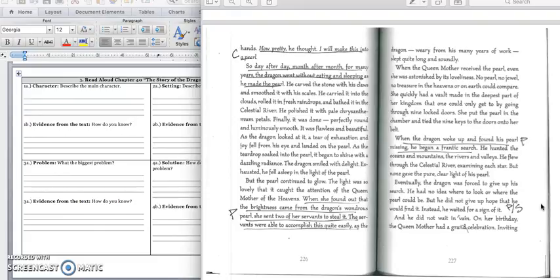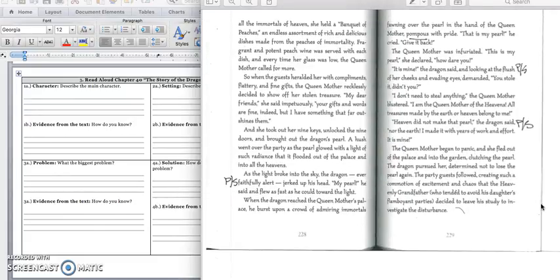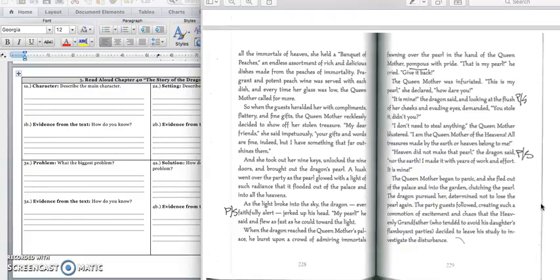On her birthday, the Queen Mother had a grand celebration. Turn the page. Inviting all the mortals to heaven. She held a banquet of peaches, an endless assortment of rich and delicious dishes made from the peaches of immortality. Fragrant and potent peach wine was served for each dish, and every time her glass was low, the Queen Mother called for more. But when the guests heralded her with compliments, flattery, and fine gifts, the Queen Mother recklessly decided to show off her stolen treasure.